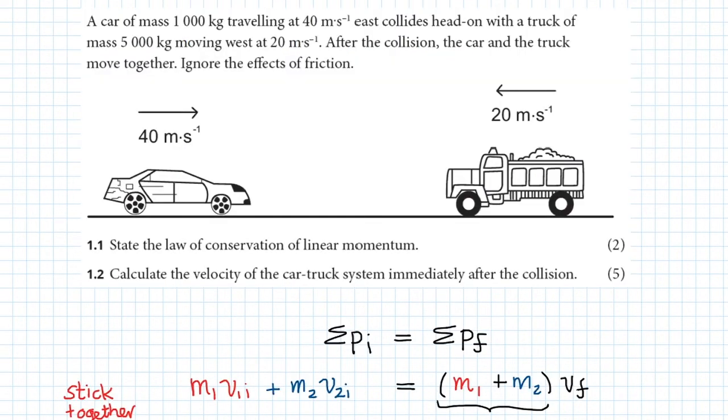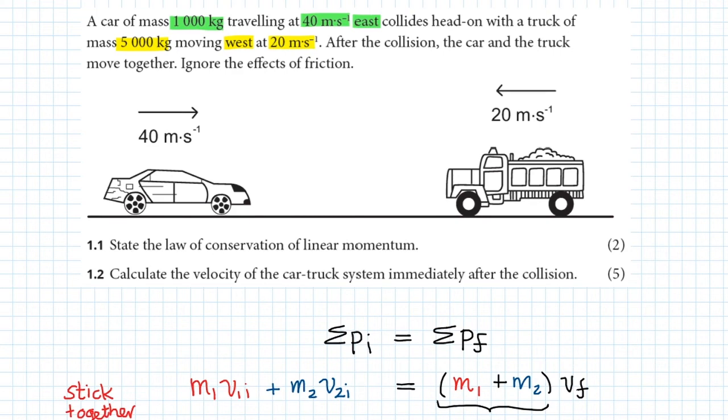We're now going to look at the last type of scenario in which you may need to apply your principle of conservation of linear momentum. So this is the last problem we will deal with in this video. And it says a car of mass 1,000 kilograms traveling at 40 meters per second east collides head-on with a truck of mass 5,000 kilograms moving west at 20 meters per second.